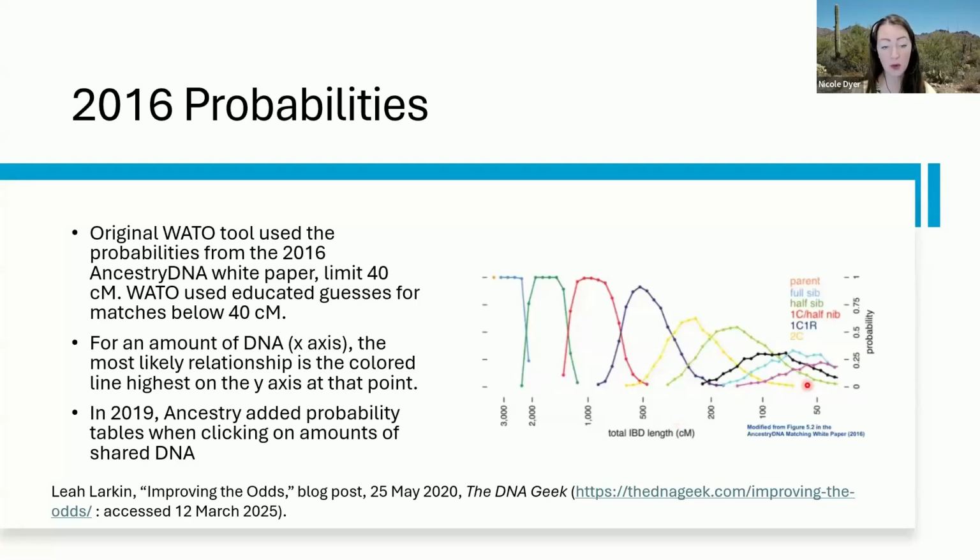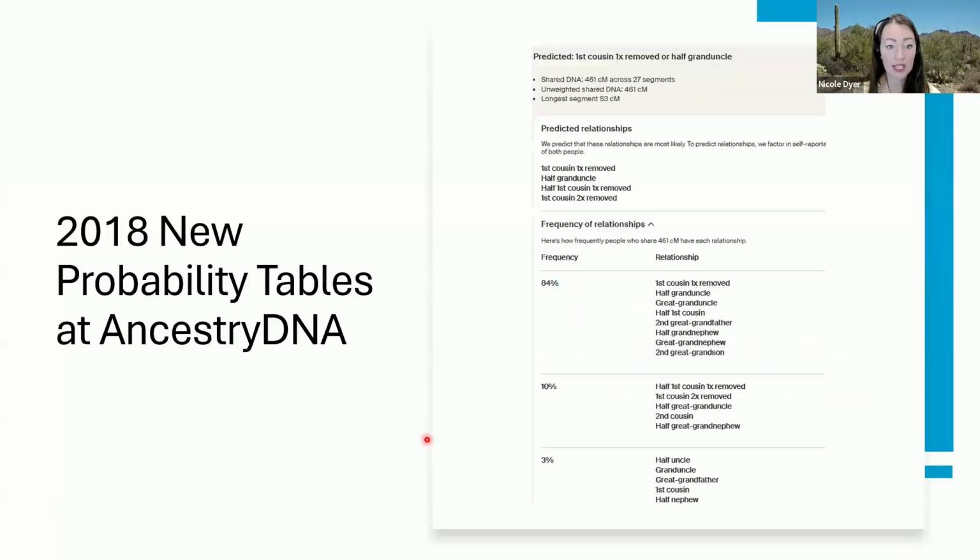So that's what the Ancestry DNA white paper gave us, and that's what Leah Larkin used to create the probabilities in What Are the Odds? And then in 2019, Ancestry added probability tables when you click on the amounts of shared DNA. We talk about this in the Research Like a Pro study group and how you can click on that and see the different probabilities. So it looks like this. You click on the amount of shared DNA in Ancestry, and then you open this, and then you click frequency of relationships, and it gives you this table with all these relationship groupings and the probability or frequency that people who share 461 have this relationship or a relationship in this group.